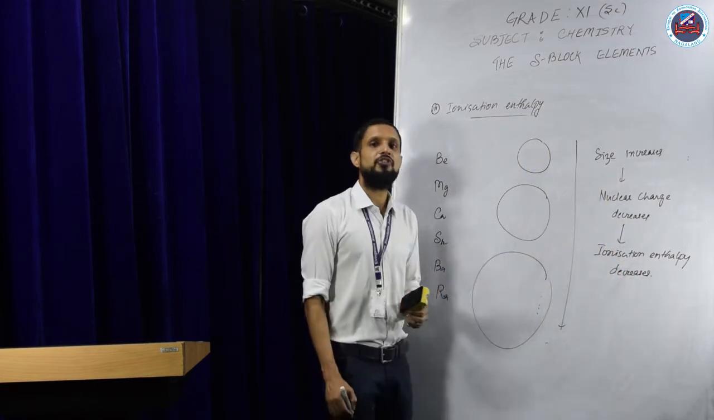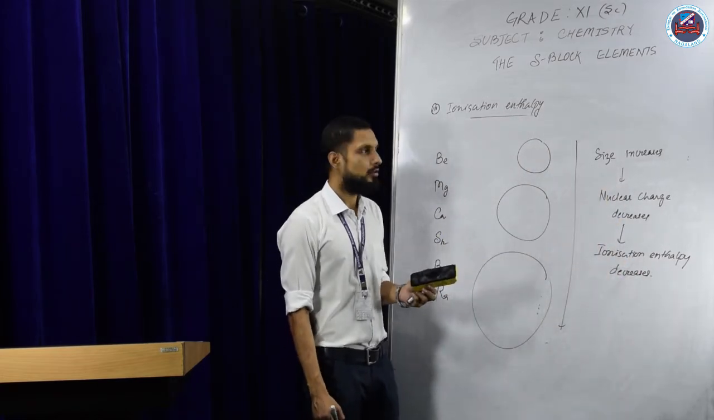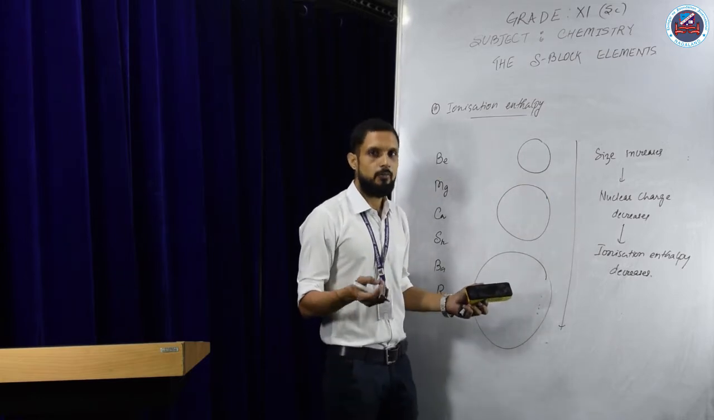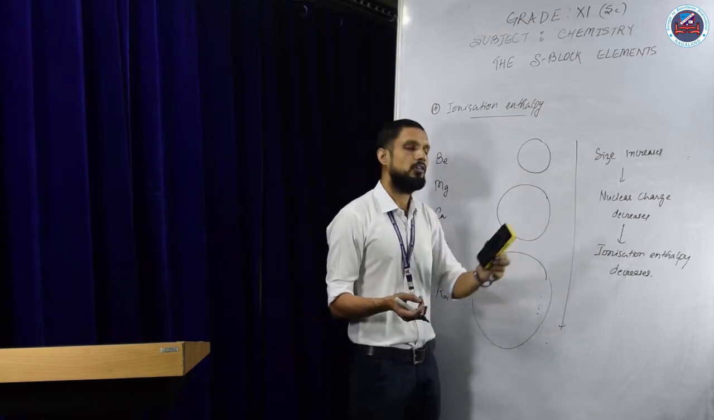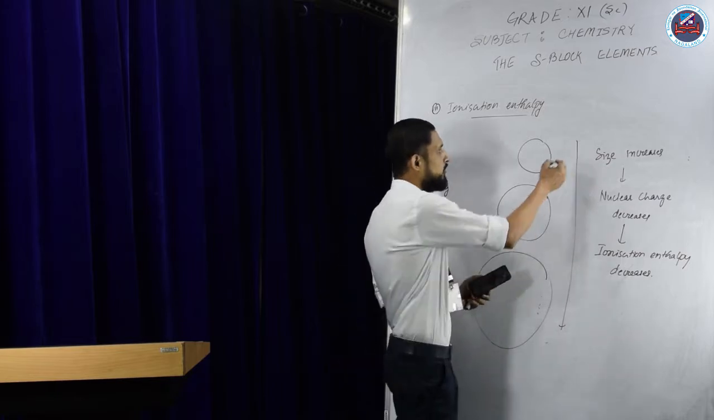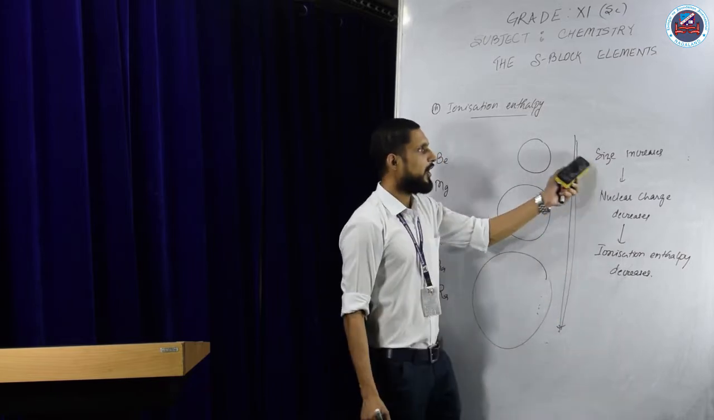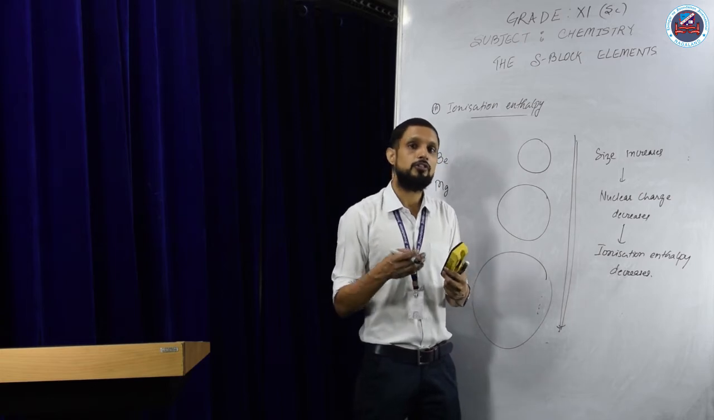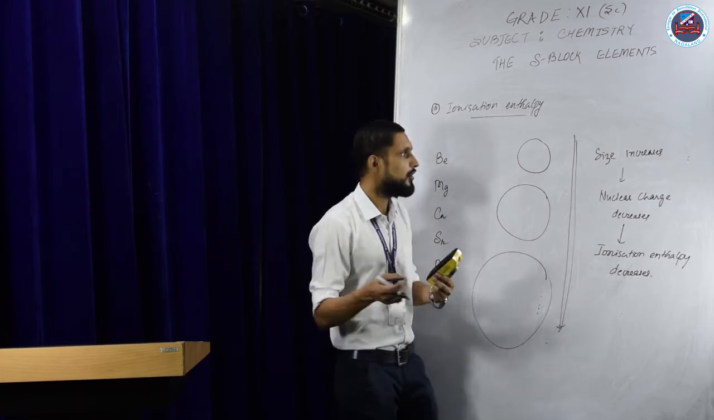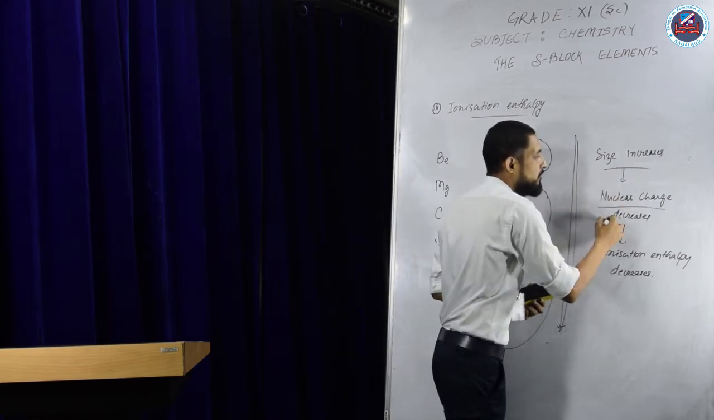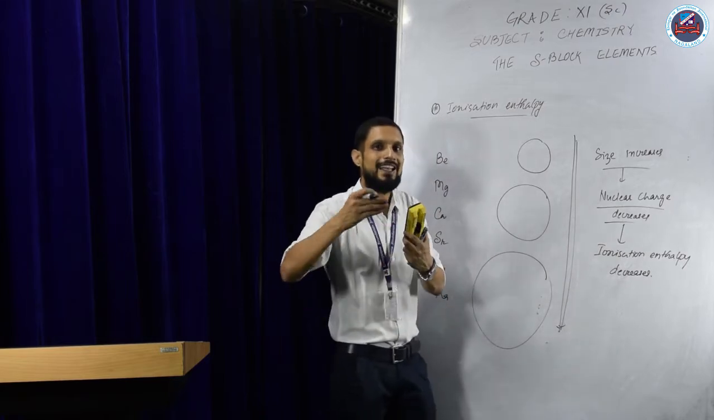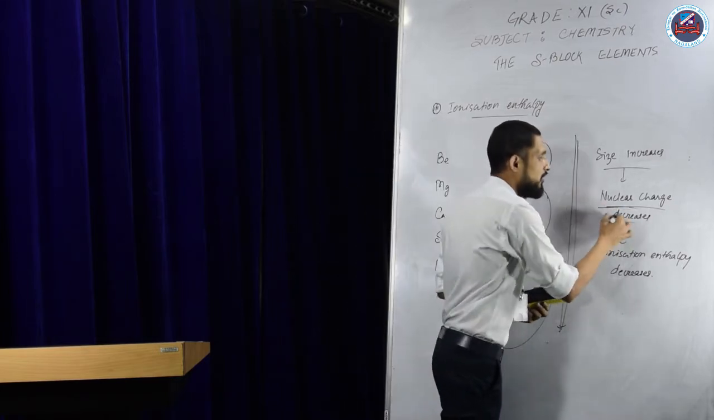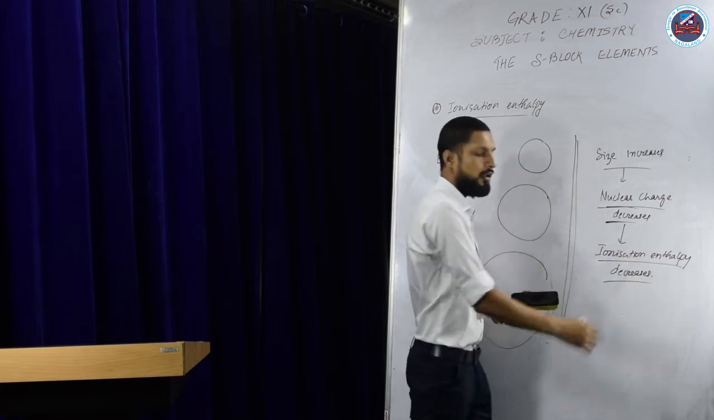So the concept is the same with the group 1 elements. For group 1 elements also, when the size increases, ionization enthalpy decreases due to decrease in the nuclear charge. For group 2 also it's the same. As we go down, size increases. Why does the size increase? We already know it. It increases due to increase in the number of electronic shells. So if the size increases, the nuclear charge effect decreases because the valence electron will move far away from the nucleus. And if the nuclear charge decreases, ionization enthalpy decreases.